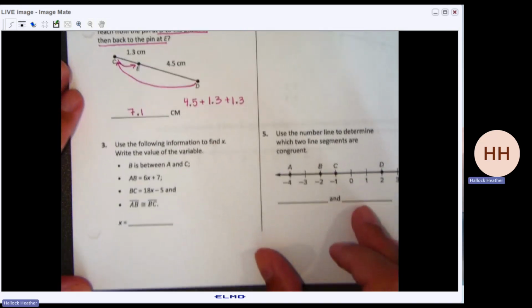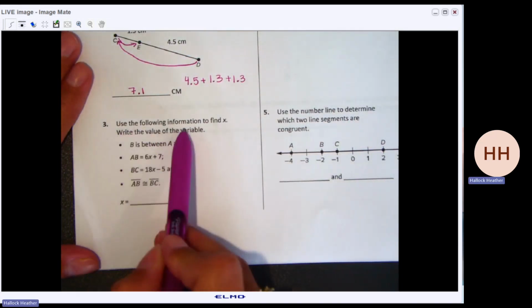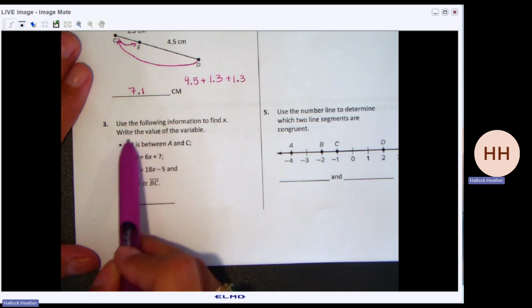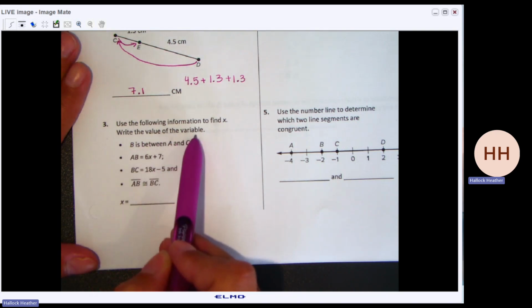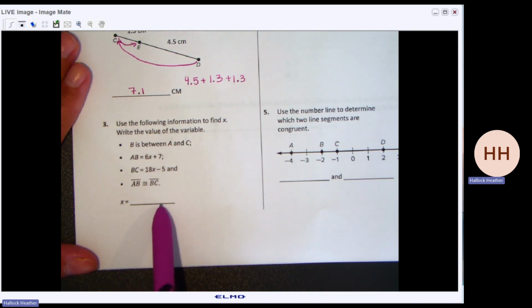Going to question 3. Question 3 says use the following information to find X. Write the value of the variable. I'm just looking for X, so I do not need to plug it back in.